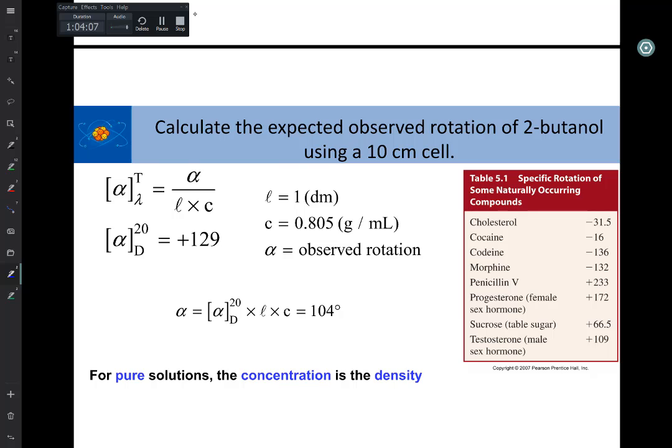Okay. That makes sense? Pretty straightforward. You just plug in everything and then you do the problem. Know what the variables are, plug it in, and do the calculation.